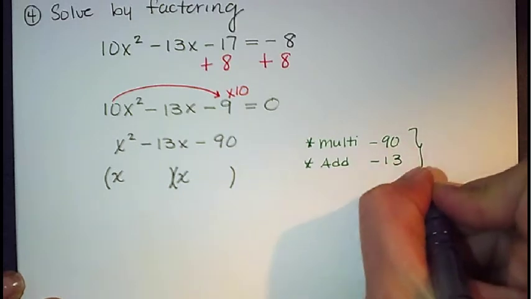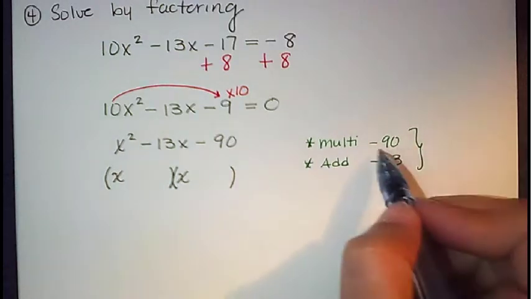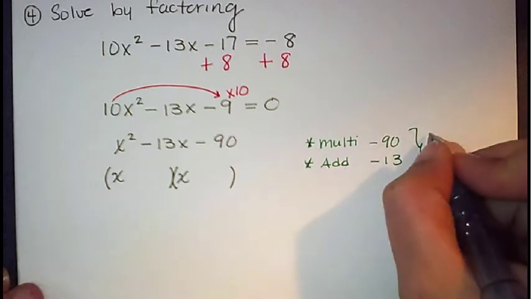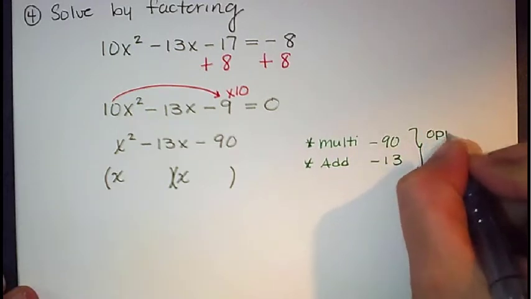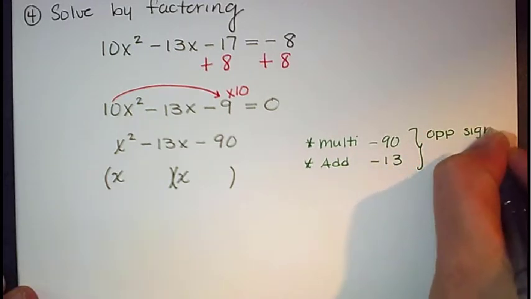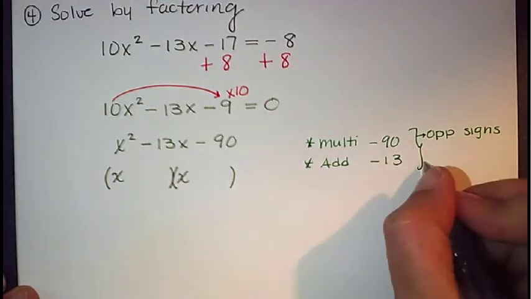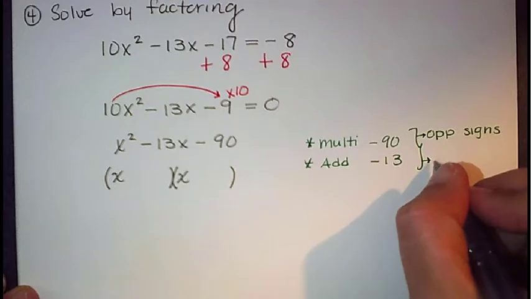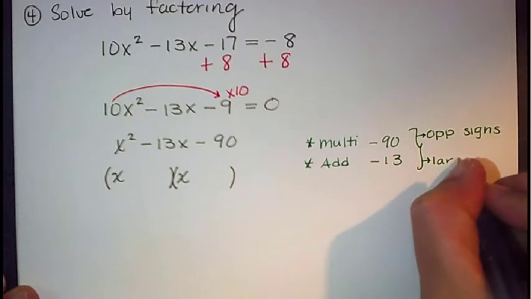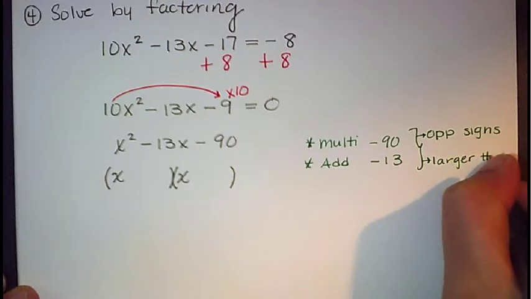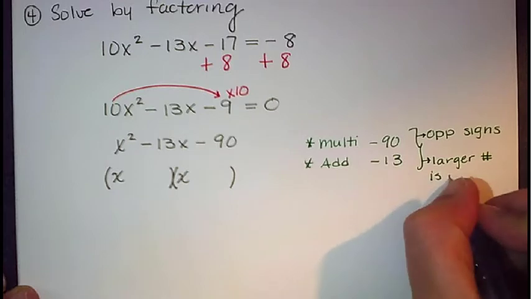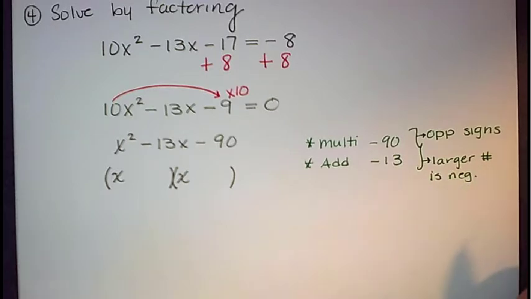Now I want to talk about our signs real quick for a second. Since I'm multiplying to a negative, that is telling me I have opposite signs. One's negative, one's positive. That's what that particular negative is telling me. This negative is telling me that my larger number is my negative number. Okay, so because I know those two things, I can start really looking at the factors.